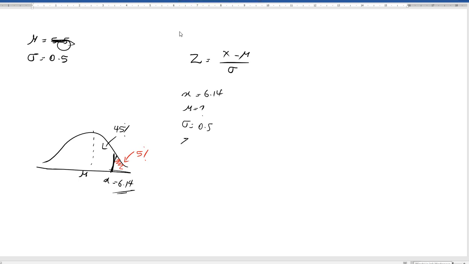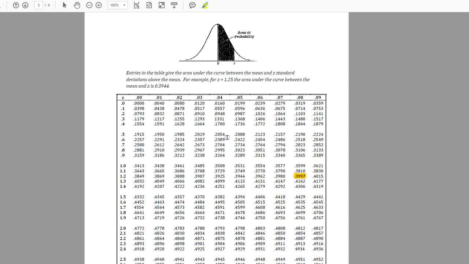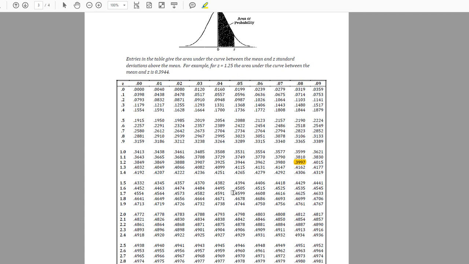0.5. What was z? Now again I need to find z from the normal distribution table. I go to this table again. This time from mean to the value of interest is not 40%, it's 45%. So I'm looking at 0.45 in the body of the table to find the corresponding z. Let's find the closest value to 0.45. Okay, let's look at these two values here. These and these, they are apart from 0.45 with the same distance.